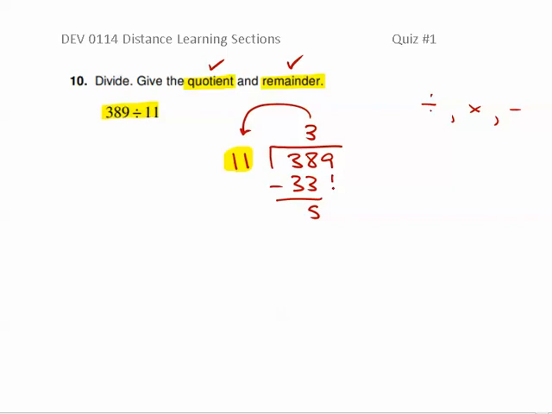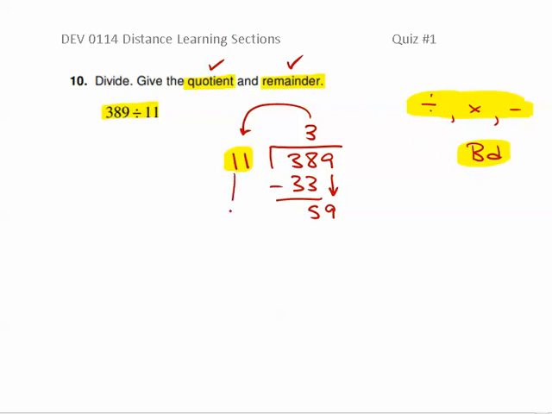The last thing we do is we bring down. I'll just write down BD for bring down. So we bring down this 9, and then we start the process all over again, these 4 steps. We divide, multiply, subtract, and then finally bring down.